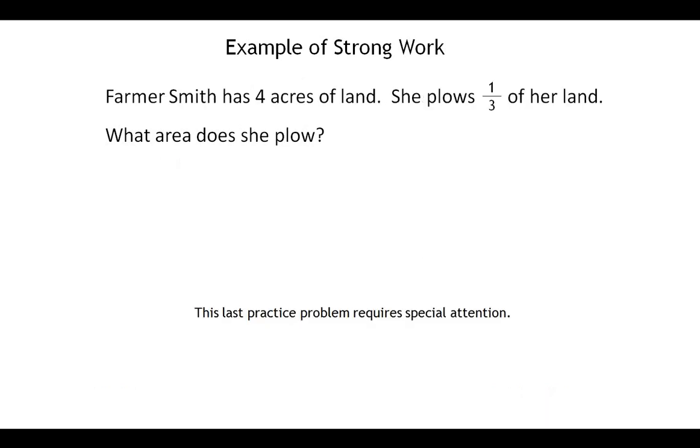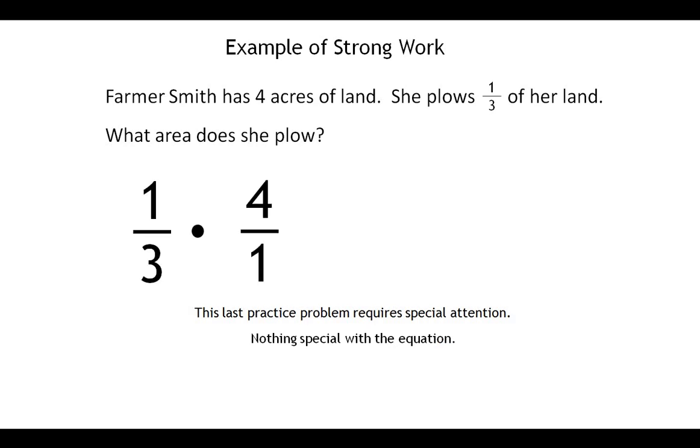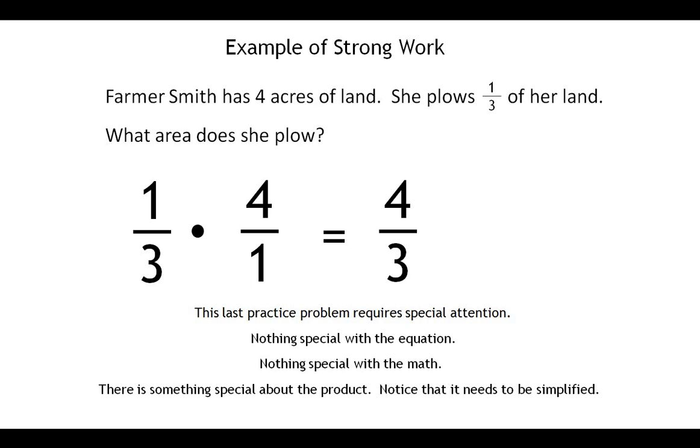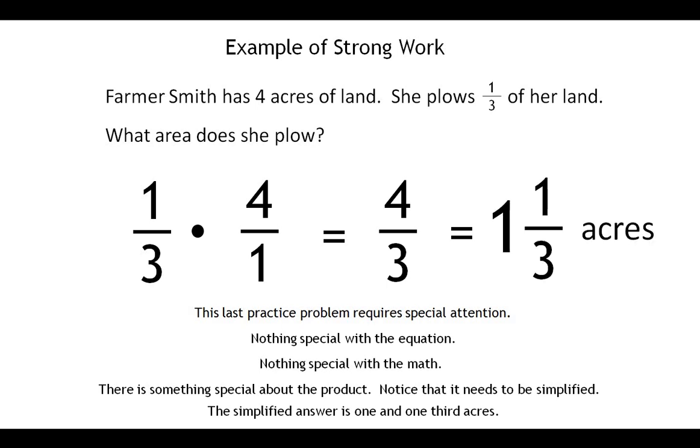This last practice problem requires special attention. Farmer Smith has 4 acres of land. She plows 1/3 of her land. What area does she plow? Nothing special with the equation. Nothing special with the math. There is something special about the product. Notice that it needs to be simplified. The simplified answer is 1 1/3 acres.